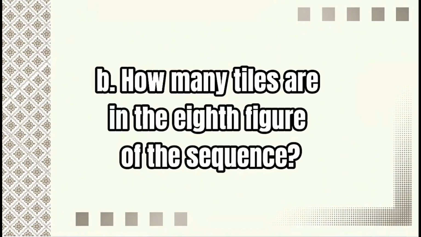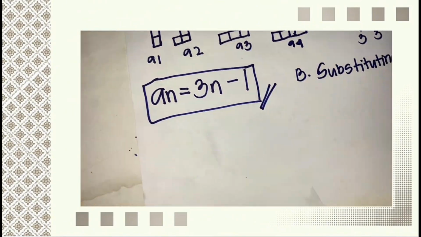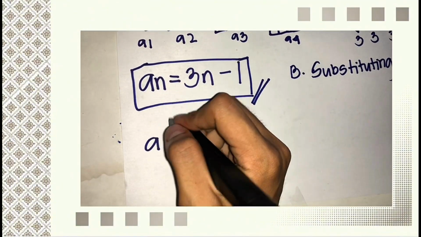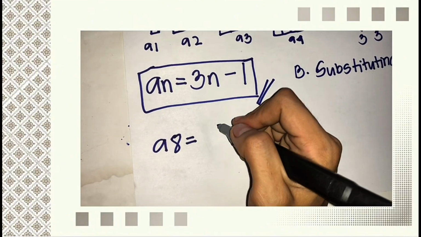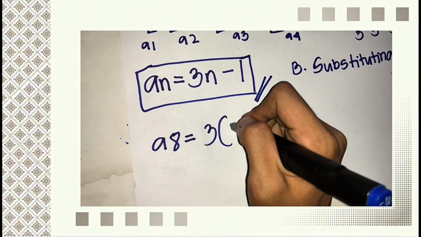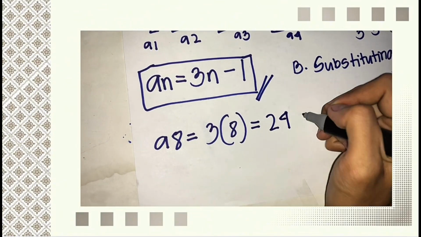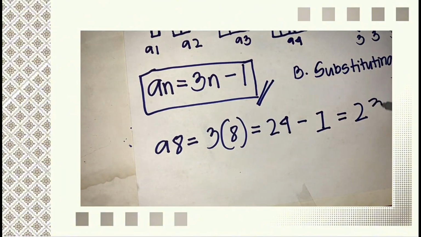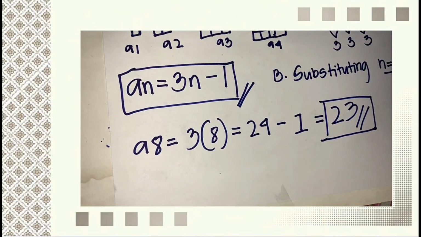B. How many tiles are in the 8th figure of the sequence? Now we must follow the formula that we did on question number 1. Substituting n with 8, copy a sub 8 equals 3 times parenthesis 8. Then 3 times 8 is equals to 24 minus 1. So it's 23. And the final answer for question number 2 is 23.